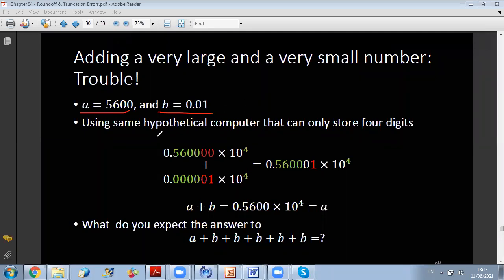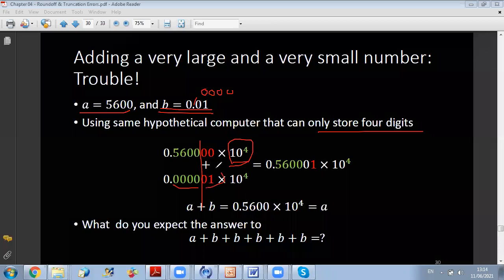Here, for example, I'm taking the same computer that can only store 4 digits. A, 5,600, I can write as 0.5600 times 10 to the power 4. And B, because I am forced to have the same exponent, I should add 4 zeros to be able to write it as 0.00001 times 10 to the power 4. So this is very bad for me because now I can just read zeros, so I cannot read this number.